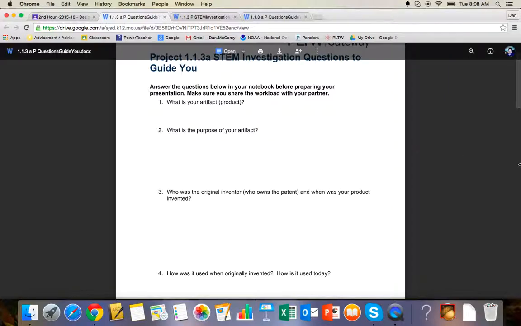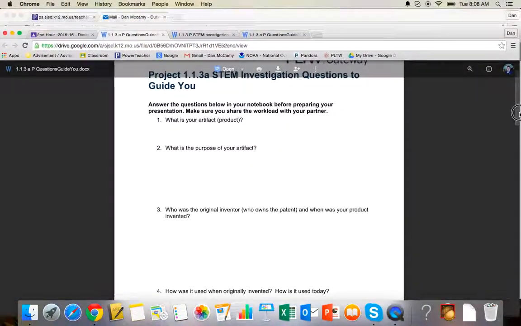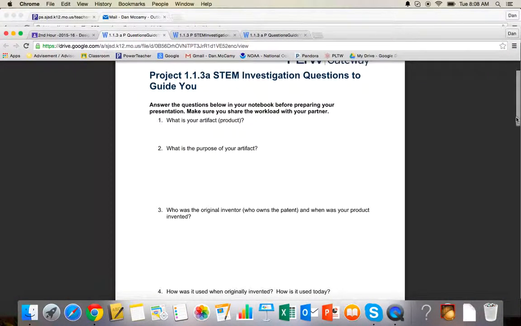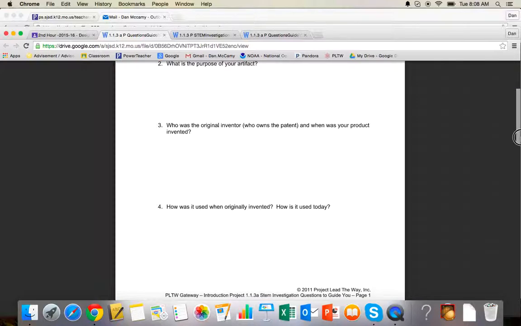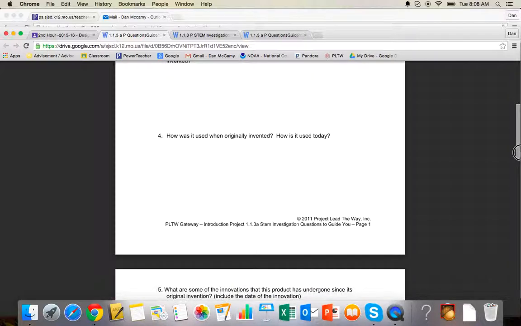And then as you dig and look for the original inventor, as we look at number 3 here, it says, who is the original inventor, who owns the patent, and when was your product invented? Again, that's going to take some research. It's going to take some digging on the internet to find that information. How was it used when originally invented?